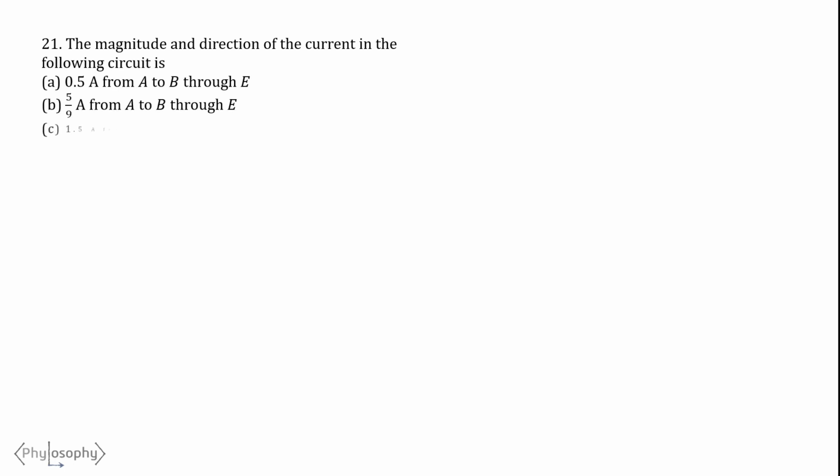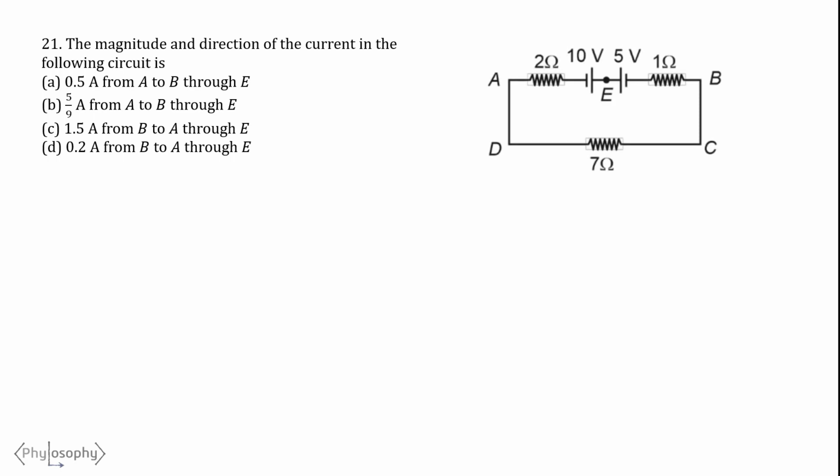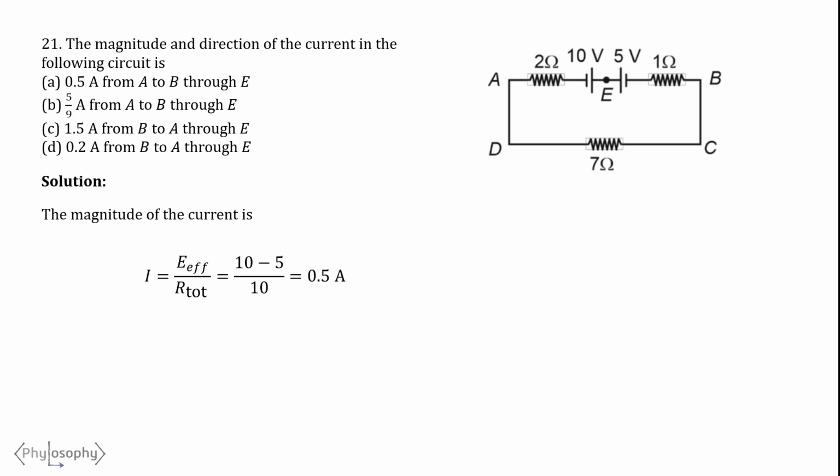Our next question is: the magnitude and direction of the current in the following circuit is, and these are the four options, and this is the circuit diagram. So from the circuit diagram, we can say that the magnitude of the current is I equals E effective by total resistance, which is equal to 10 minus 5 as the cells are in opposite polarity, and R total is the sum of the resistances, which is 10.